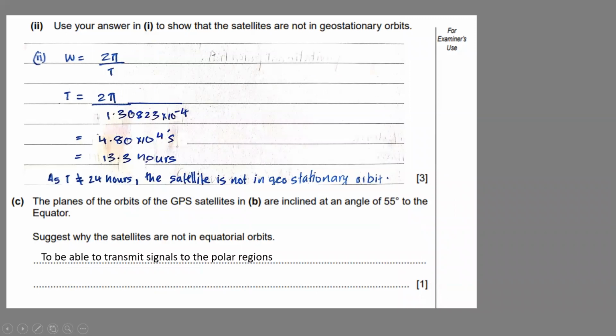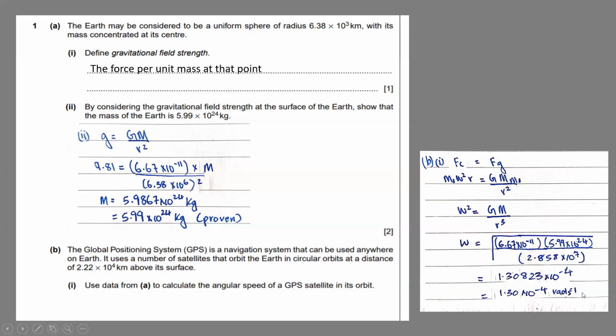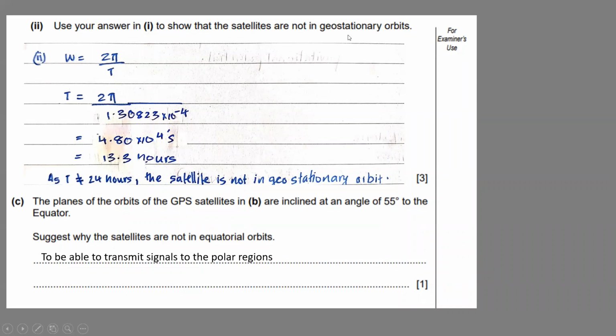Okay, using your answer in part 2, using this value, prove that it's not a geostationary orbit. So what do we know about geostationary orbits? That they have a period of 24 hours, same as Earth. They move from west to east, and yeah, those are the two you need.